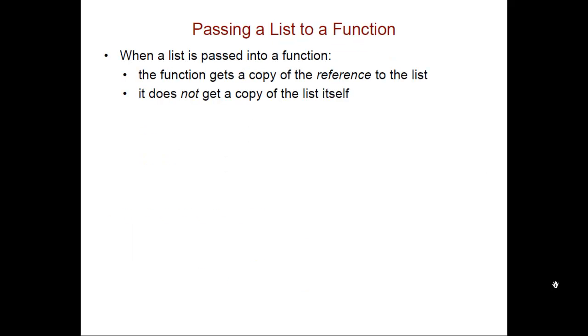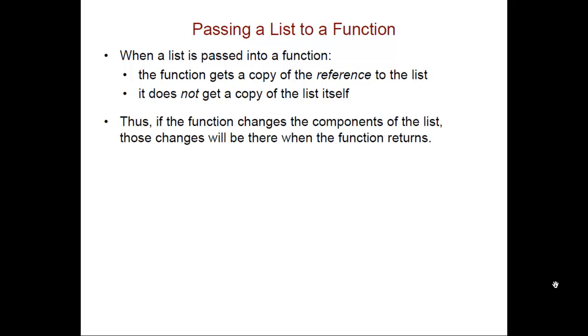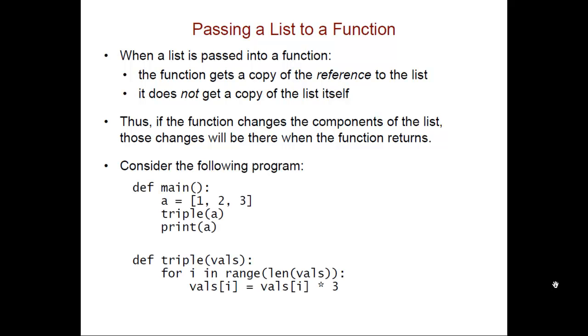Understanding references also matters when we're passing a list into a function, because what we're really passing is a copy of the reference to the list, not a copy of the list itself. And as a result, if the function makes any changes to the internals of the list, those changes are still going to be there when the function returns. So consider this program. We have one function called main, and that's how we're going to start the program. And it begins by assigning a list to the variable a. It then passes that list into a function called triple. Triple uses a loop to change each of the elements of the list, replacing it with 3 times its original value. And then when we get back from the call to triple, we print a.